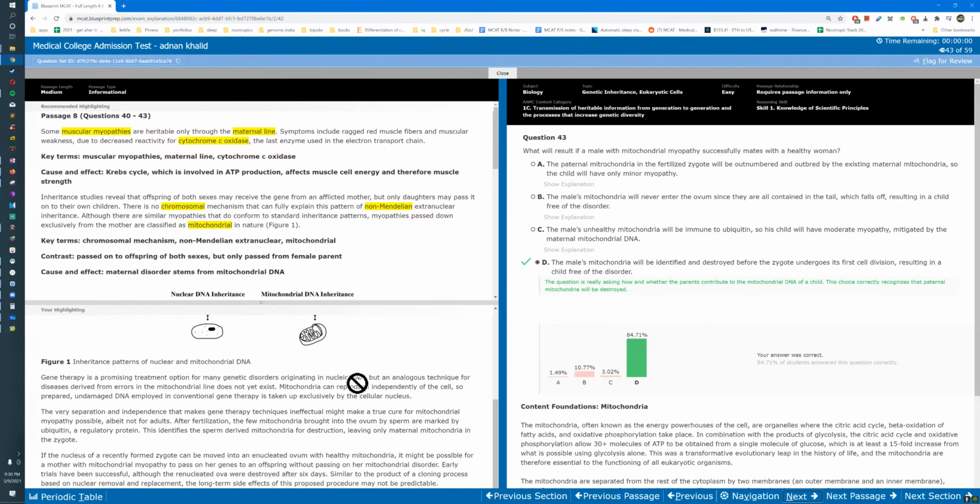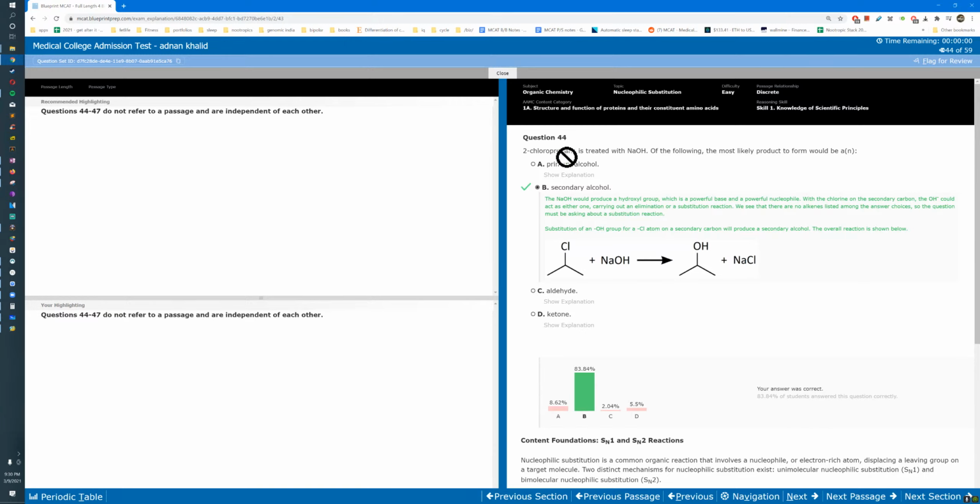This was a weird thing. I read it fast, but it's pretty interesting. Apparently some mitochondrial DNA or mitochondria from the sperm actually get into the egg, but it gets marked by ubiquitin to get destroyed. So there we go.